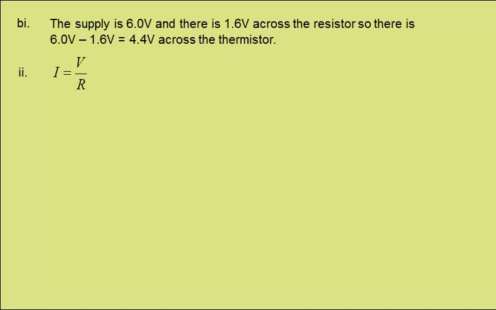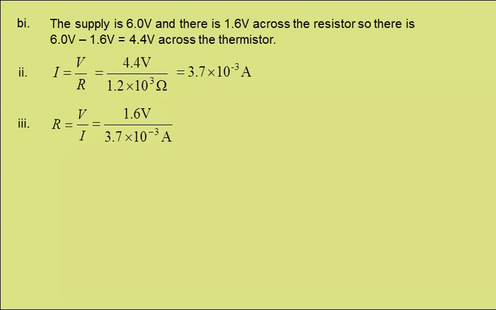Well, current is potential difference over resistance, which, for the thermistor, we know it has a potential difference of 4.4 volts and a resistance of 1.2 kiloohms, giving a current of 3.7 times 10 to the minus 3 amps. In part 3, we need to find the resistance of the fixed resistor, quoting our answer to an appropriate number of significant figures. Well, for this we can use resistance is potential difference over current.